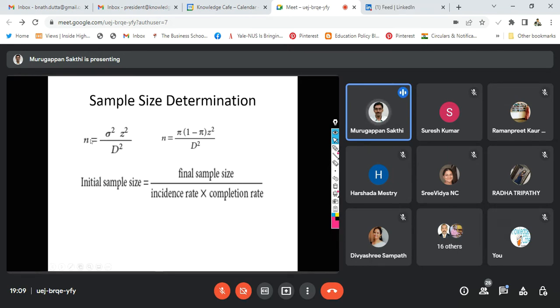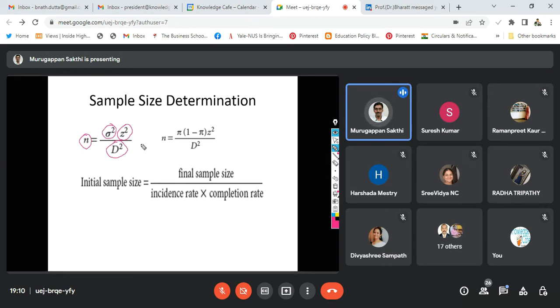So here, in this particular formula, the sample size. How can I decide the sample size? This is a formula. This is the variance of the population. This is the confidence level, the confidence level with which you would like to make an inference. D square is nothing but the accuracy level with which you would like to make an inference about the population or describe the population. Sigma square is the variance, and Z square is the confidence. What is the confidence level with which you would like to make an inference about the population?